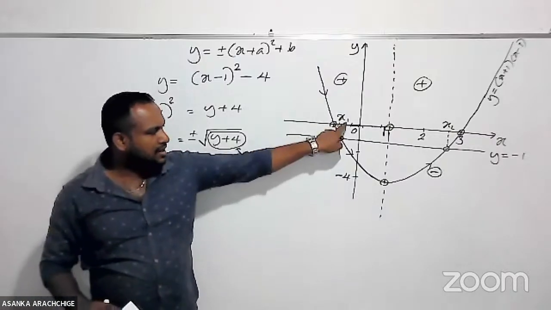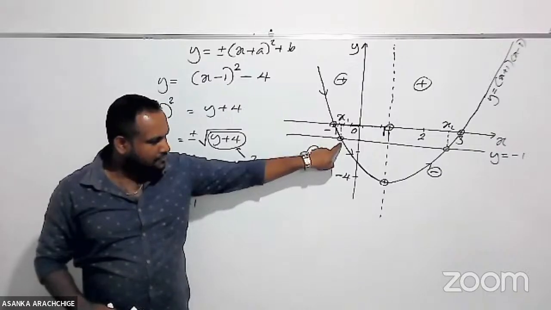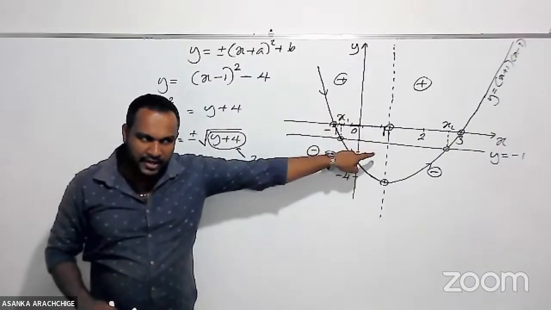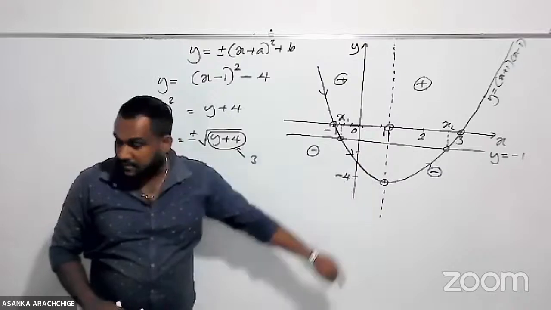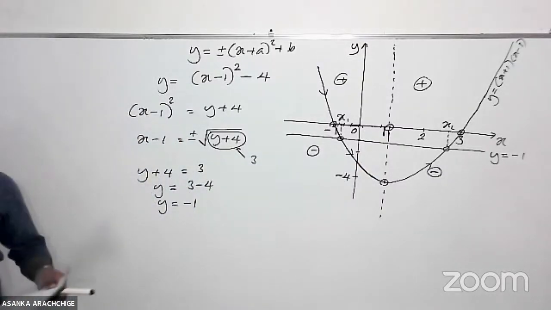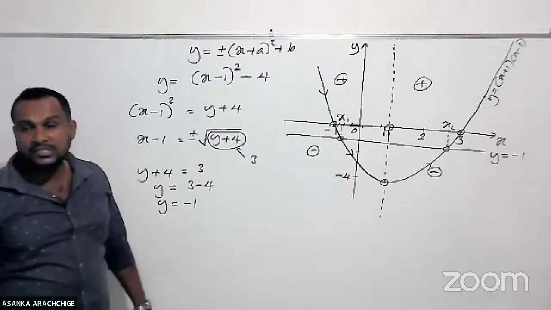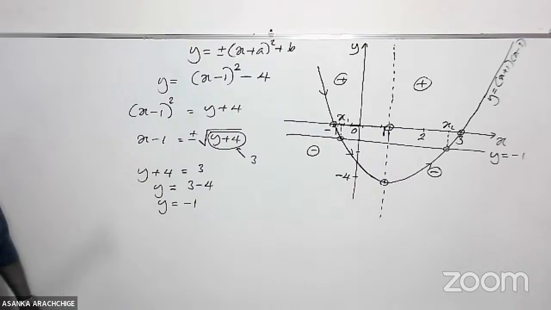From this x coordinate you can get the negative square root of 3. From that x coordinate you can get the positive square root of 3. Tell me, what are those x coordinates? Here we have to find the positive square root of 3.